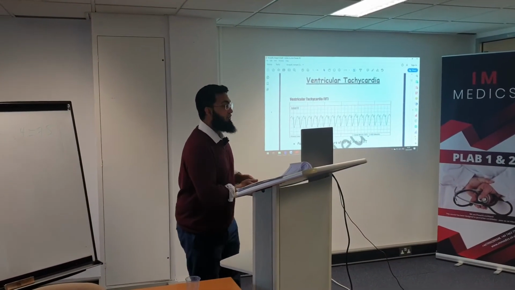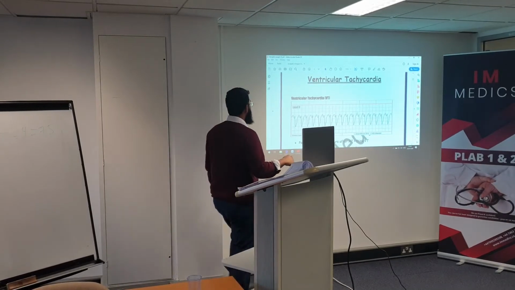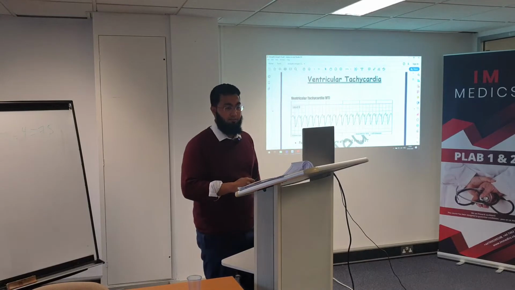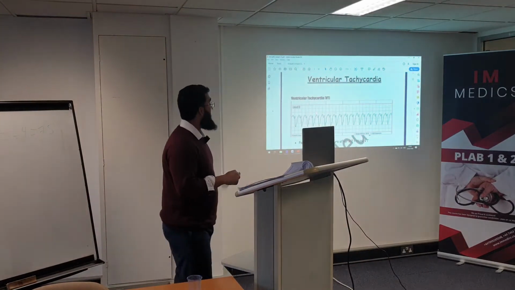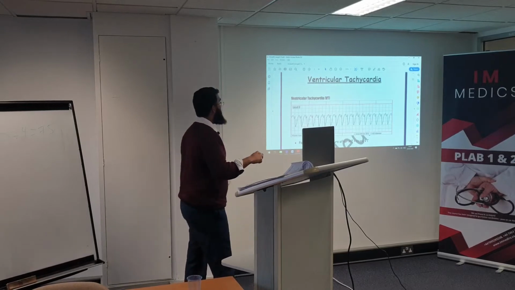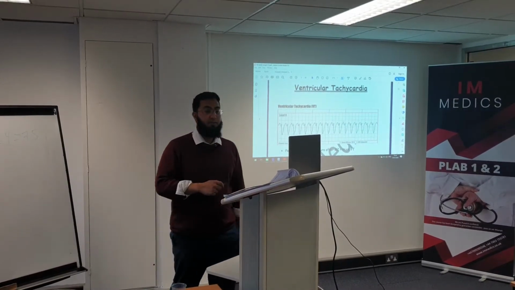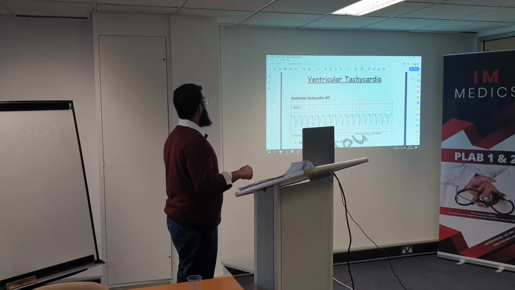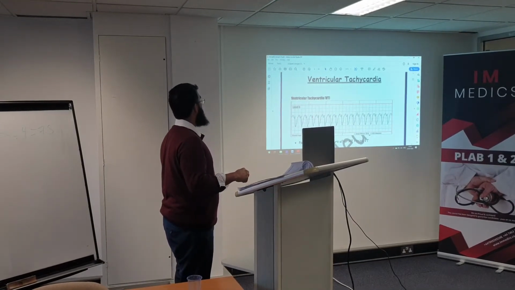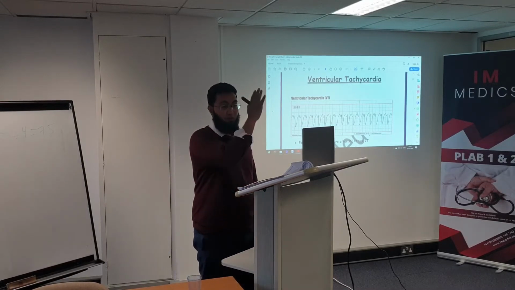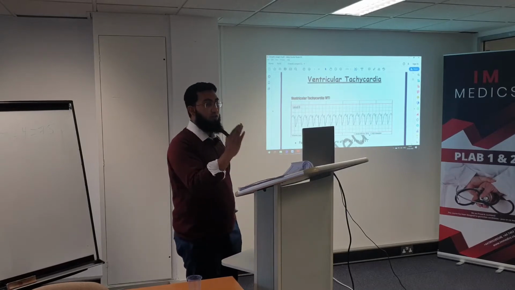Moving on to ventricular tachycardia. As you can see, this is the QRS complex. Ventricular tachycardia is defined as 3 or more consecutive ventricular beats at more than 100 per minute. As you can see here, this is ventricle, isn't it? QRS. So it's defined as 3 or more, in here all of them, consecutive heartbeats more than 100 beats per minute.